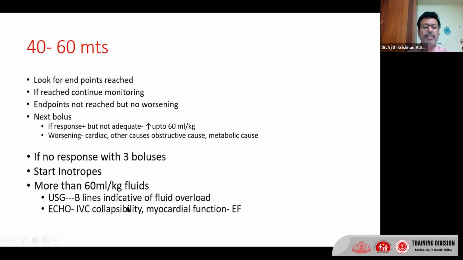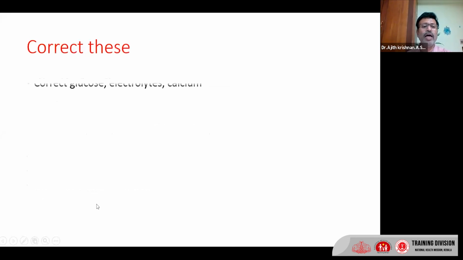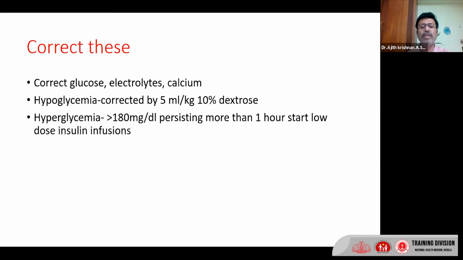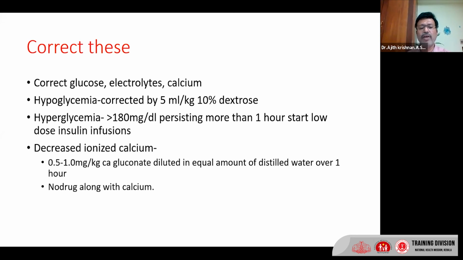Only after assessing these things can you go for more fluids, because in septic shock, sometimes it may require more than 60 to 100 ml per kg, but only under monitoring can you increase, and always look for the causes of septic shock. You have to correct glucose, electrolytes, and calcium. Hypoglycemia is corrected with 5 ml per kg of 10% dextrose, and if hyperglycemia persists more than 1 hour, above 180, you have to give low dose insulin infusion. Ionized calcium is very important.